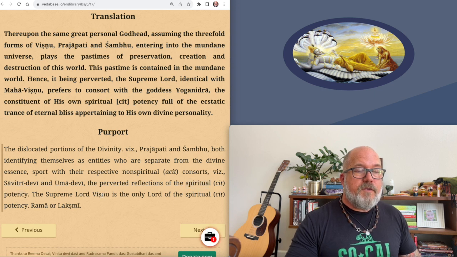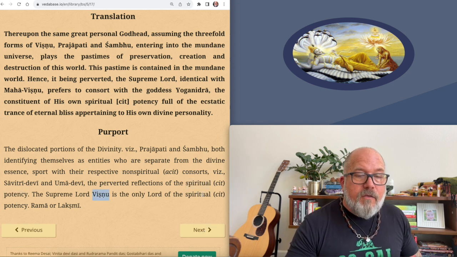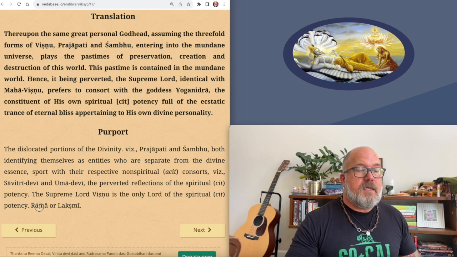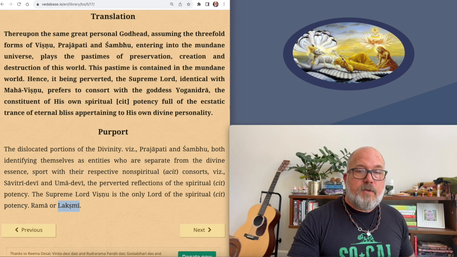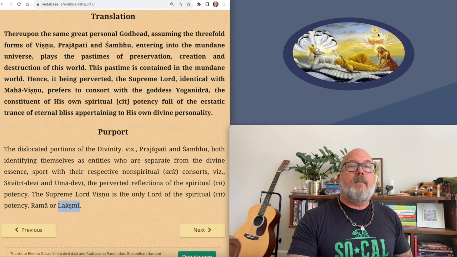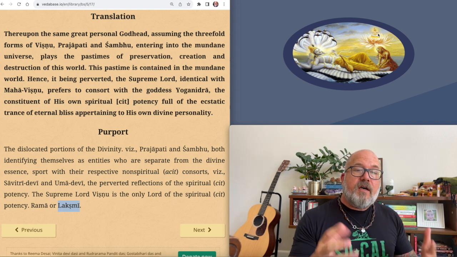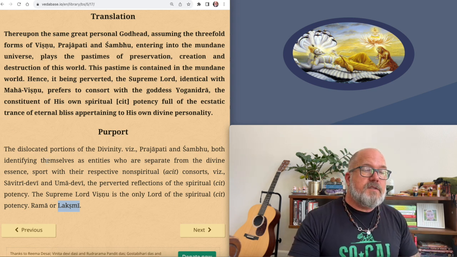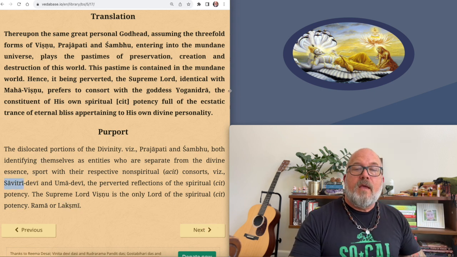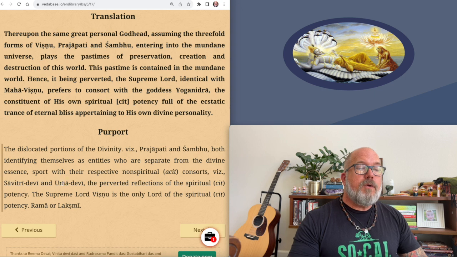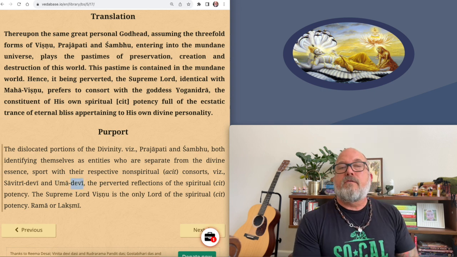The Supreme Lord Vishnu is the only Lord of the spiritual potency, Rama or Lakshmi. So Mahavishnu is spiritual entirely. Lakshmi is spiritual entirely. Brahma is actually a jiva, and he consorts with Savitri, who is not of the spiritual realm, and Shiva consorts with Uma, who is also not of the spiritual realm.